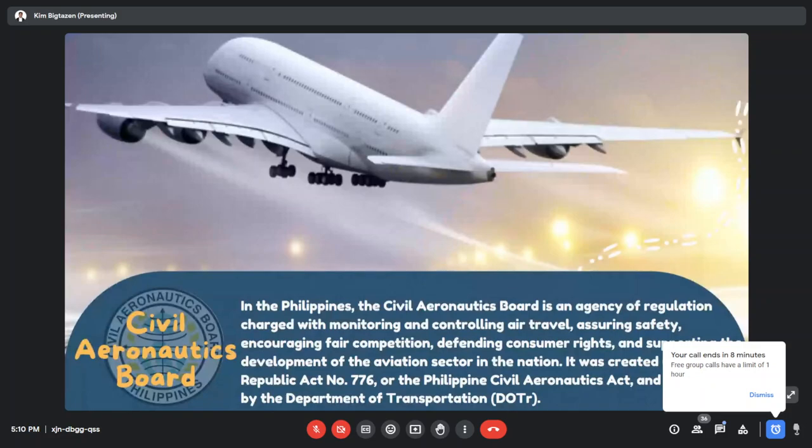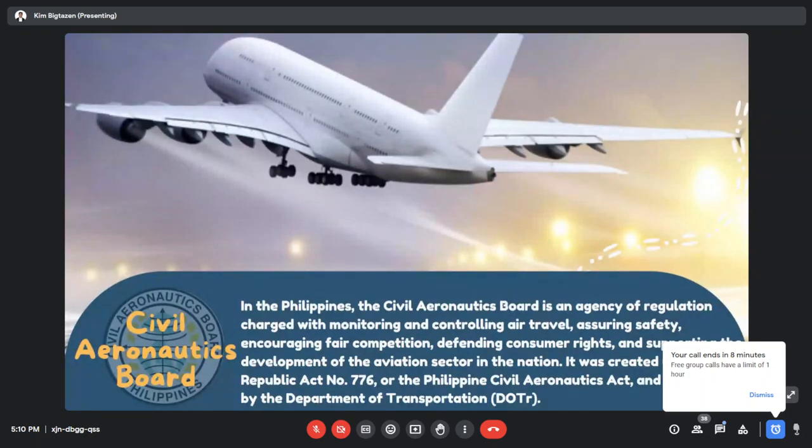It was created under RA number 766 or the Philippine Civil Aeronautics Act and is managed by the Department of Transportation. So this agency collaborates with the DOT. Their objective is to help enhance the growth and development of air transport connectivity in the Philippines, which ensures the adequacy of air services and provides passenger protection through sound policies and regulation, both locally and internationally.